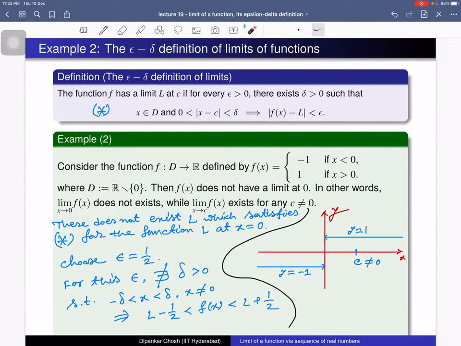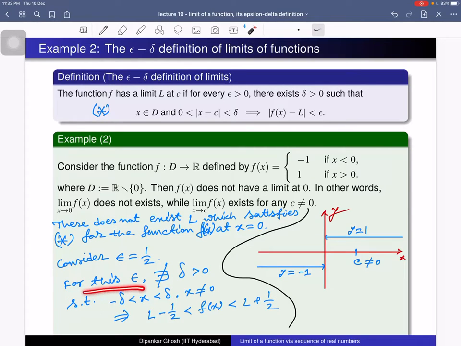Here also we can see that at x equal to 0 it is not satisfying the epsilon delta condition. So you have to prove that this limit does not exist. Whatever L you choose, it does not satisfy that epsilon delta condition at x equal to 0. Basically we are proving that there does not exist a real number L which satisfies this epsilon delta condition for this function f of x at x equal to 0. So you consider epsilon that is half, 1 by 2.